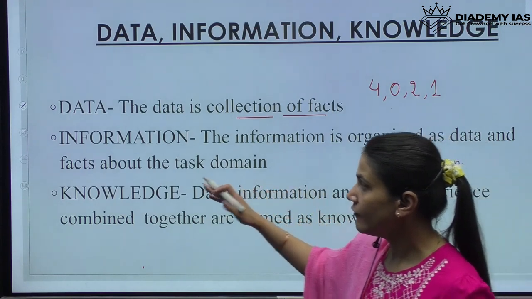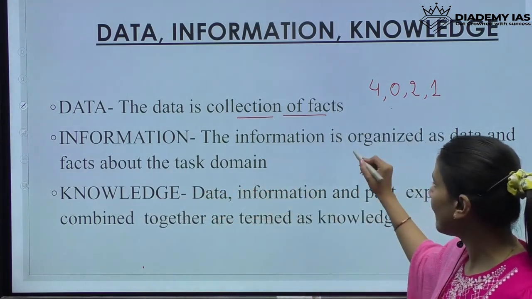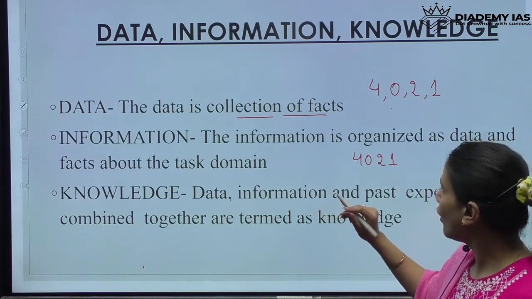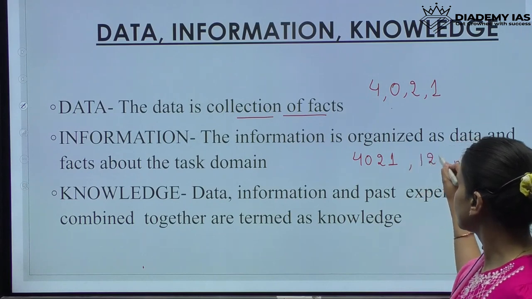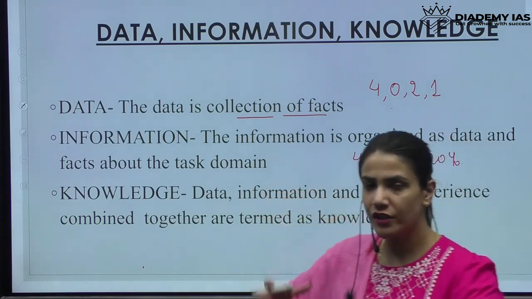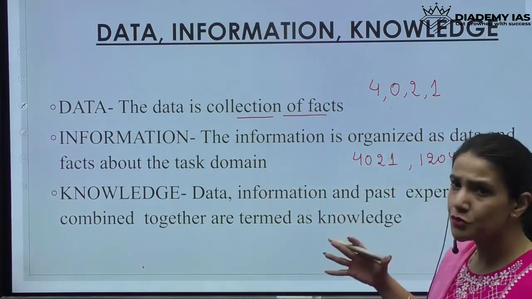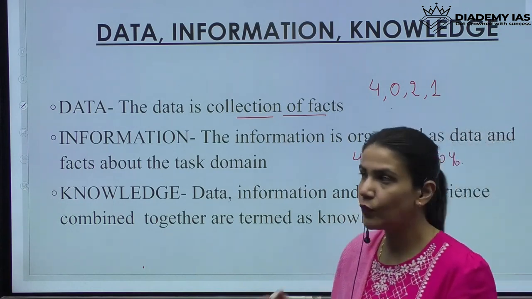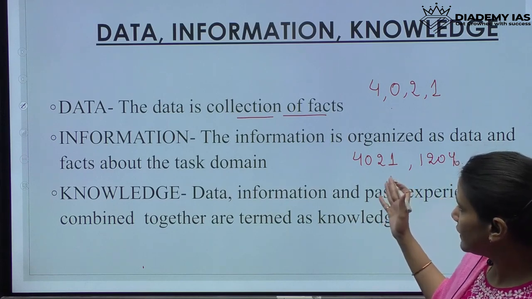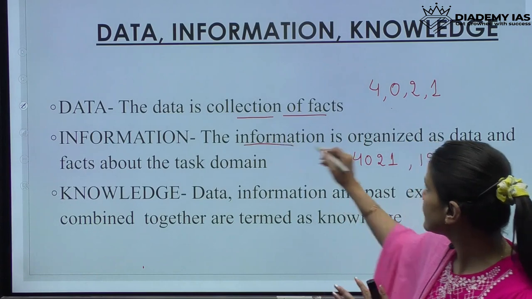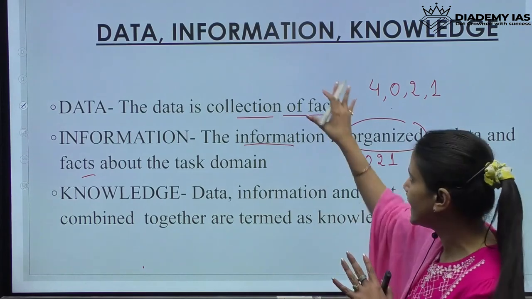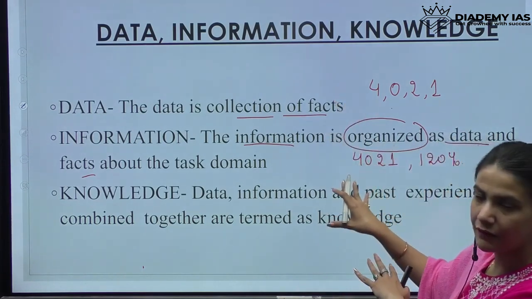Then moving on from data, we have information. Now, if I compile these four digits, let's say we have a number 1204, I have rearranged them. So now this is a particular four digit number, which is giving you certain information, certain details about what it actually is. Information is basically organized data and facts. When I organize this data or raw facts, we call it information.